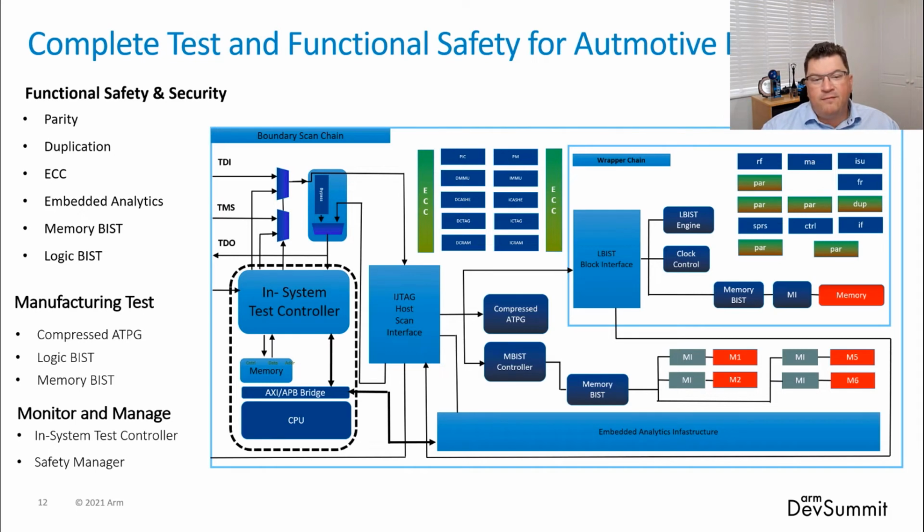Then we have the manufacturing tests. In this example, some of the functional safety structures can be used for both safety mechanisms and manufacturing tests as well, again such as logic BIST and memory BIST. But in addition, we also have compressed ATPG. This gives the additional high quality coverage and quality that the device needs when in manufacturing.